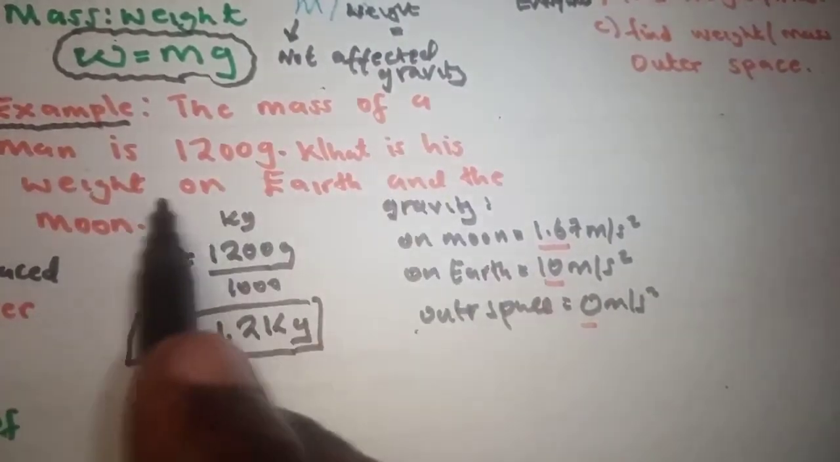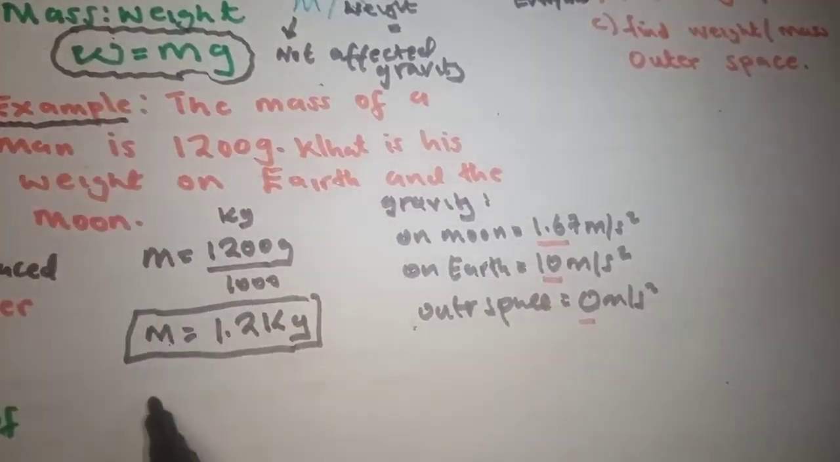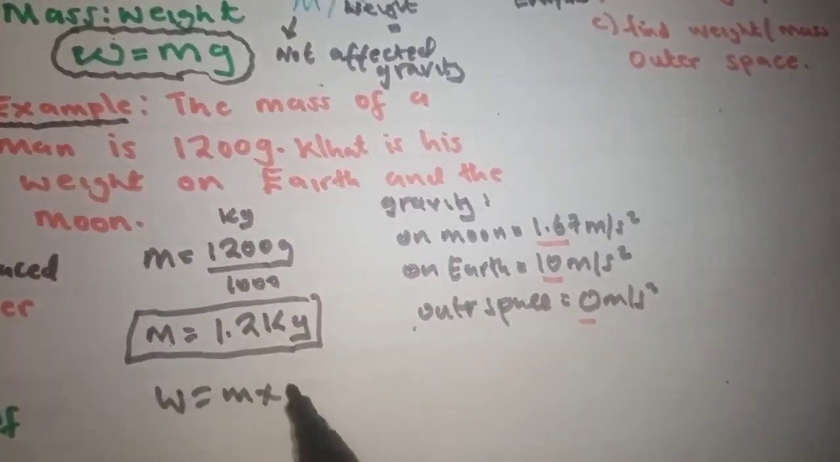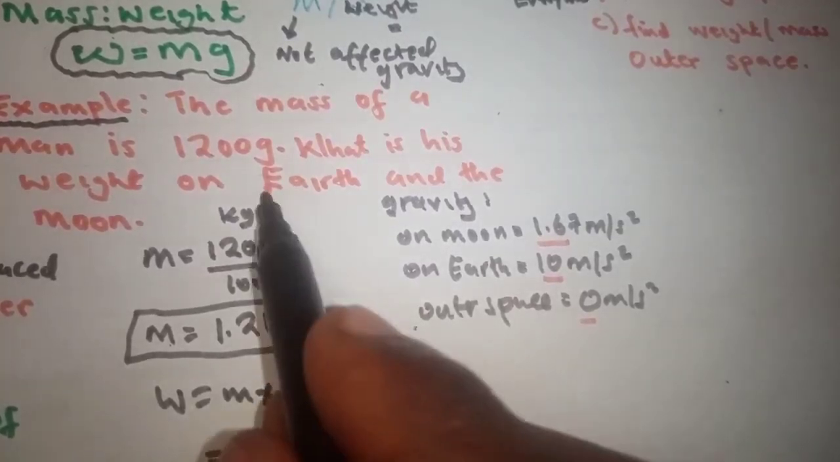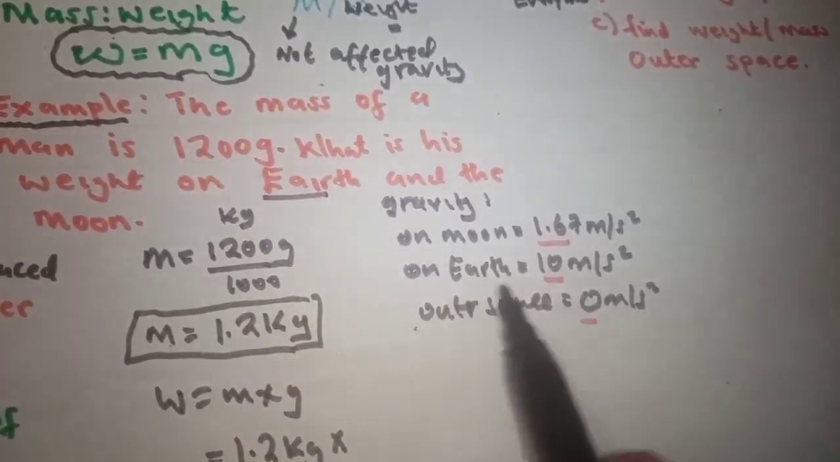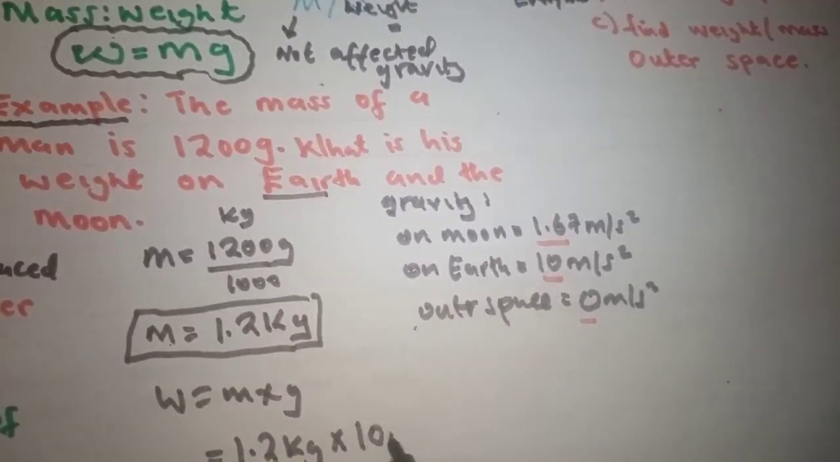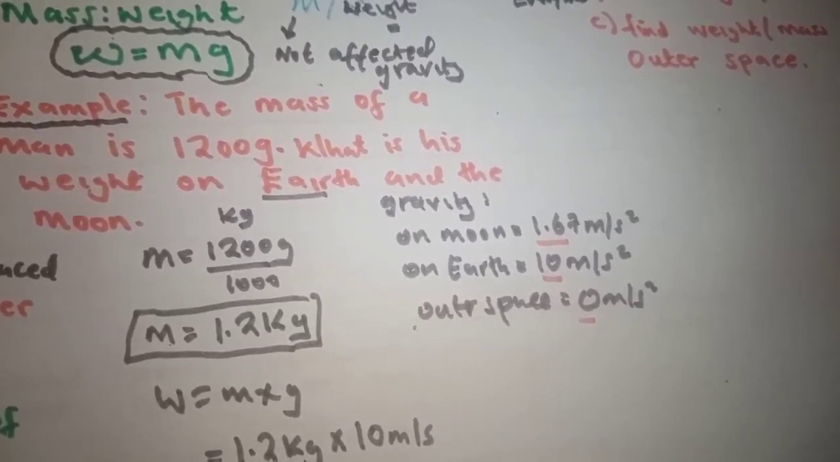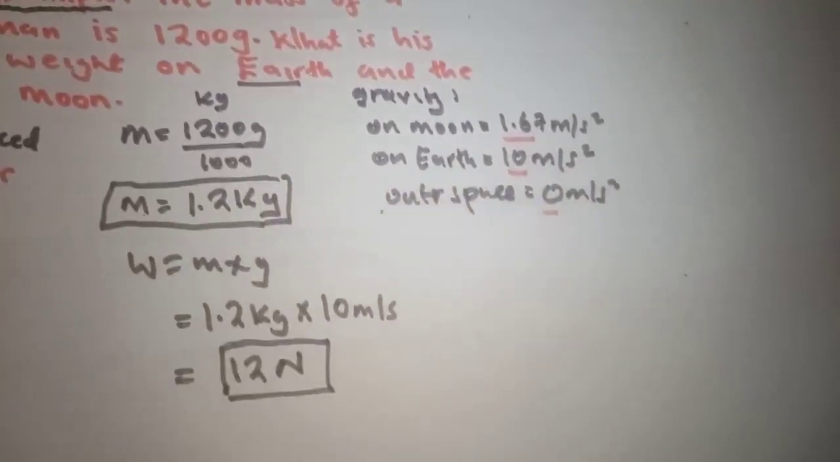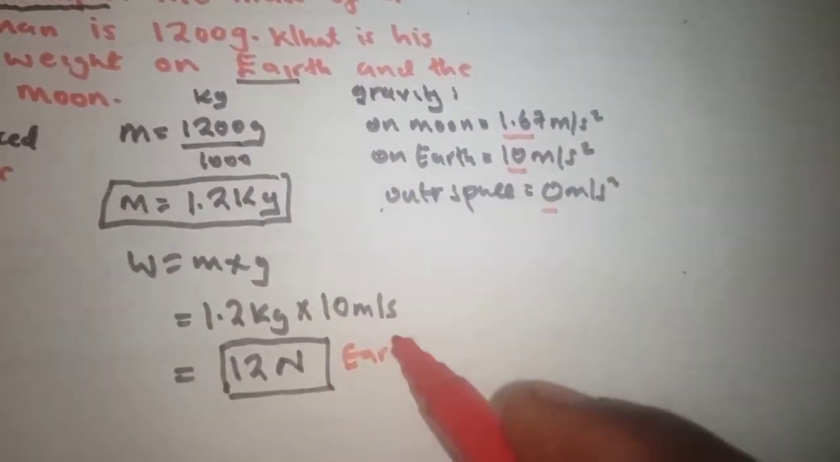Now the question asks, what is the weight on Earth? Using the formula, weight is equal to mass times gravity. The mass is 1.2 kg times the gravity on the Earth, which is 10 meters per second squared. When you multiply this, you get 12 newtons. That is the weight on Earth.